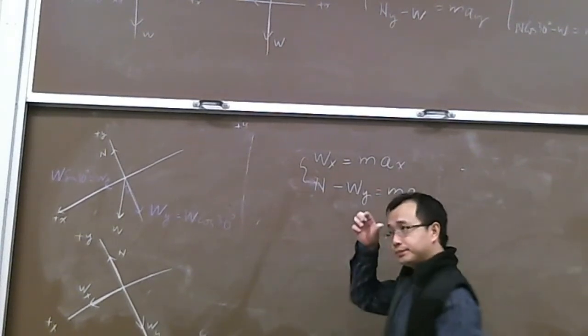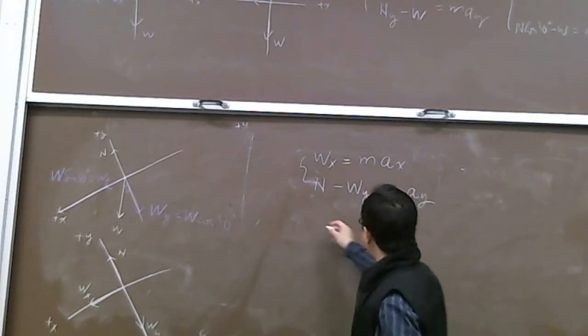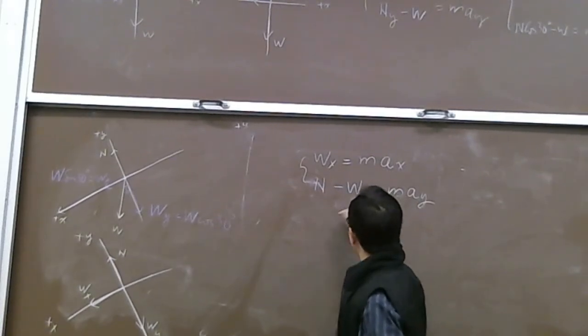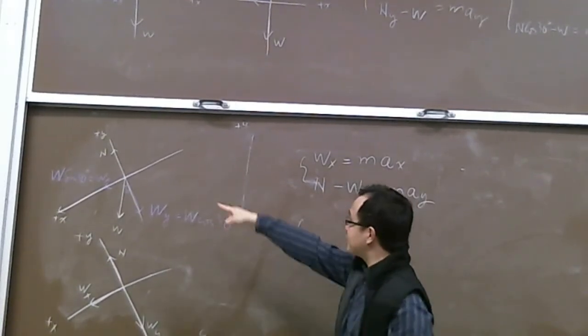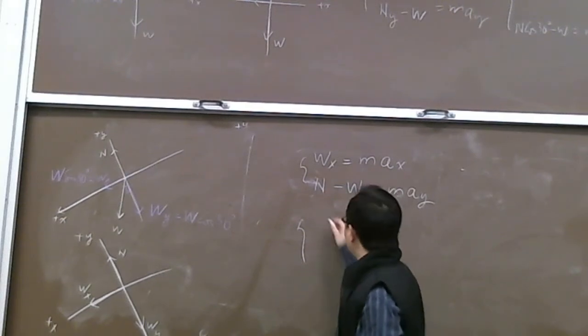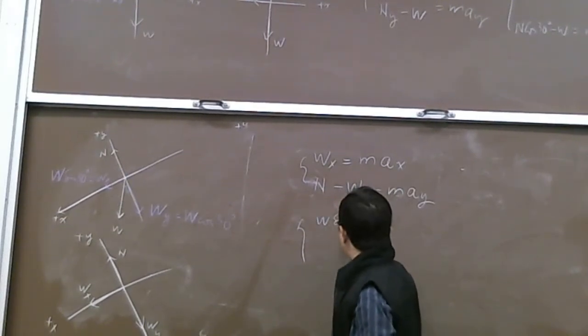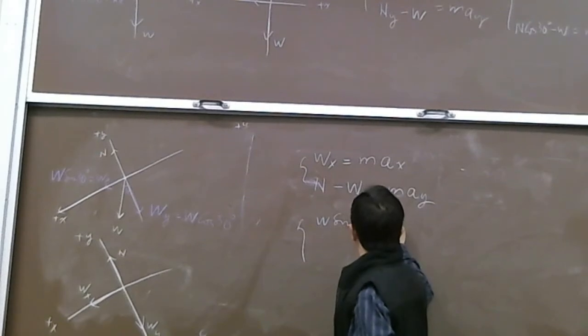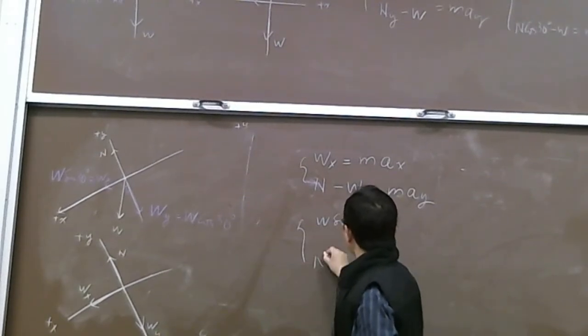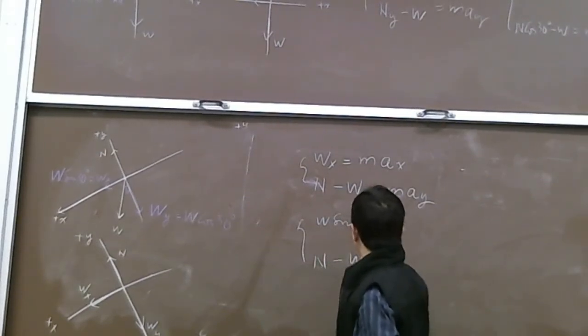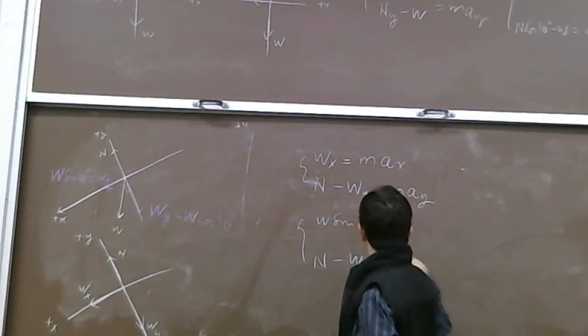Any question here? Now, we can simplify these equations. Wx, according to our decomposition, equals W multiplied by sine 30 degrees. And Wy equals W multiplied by cosine 30 degrees.